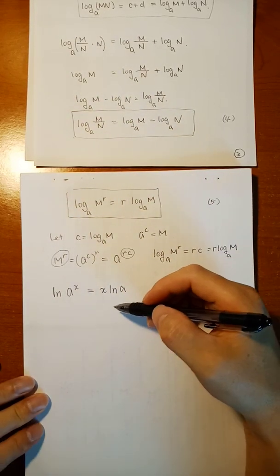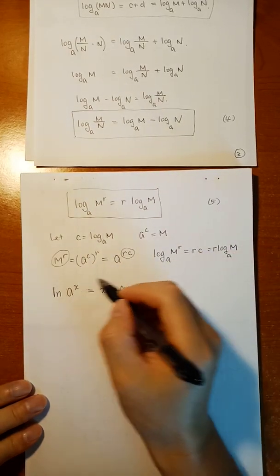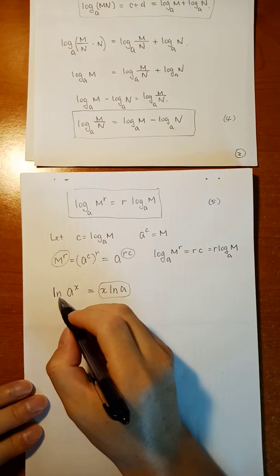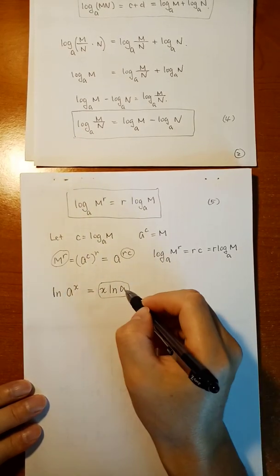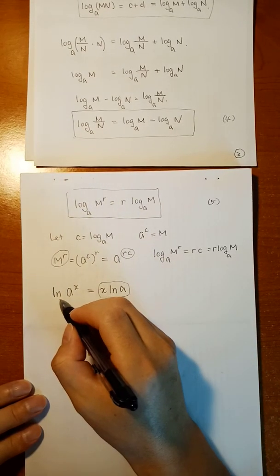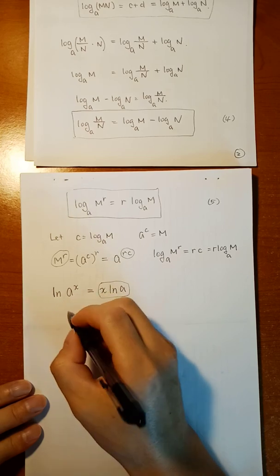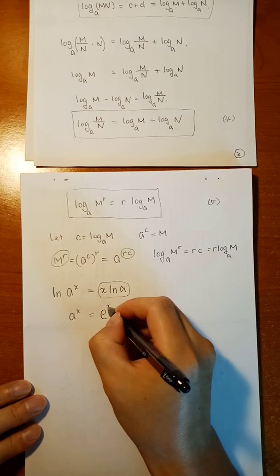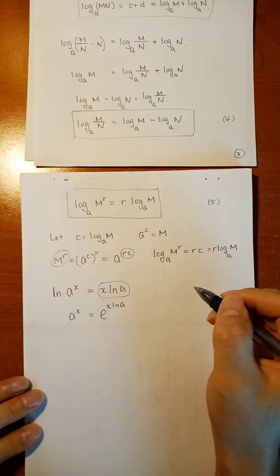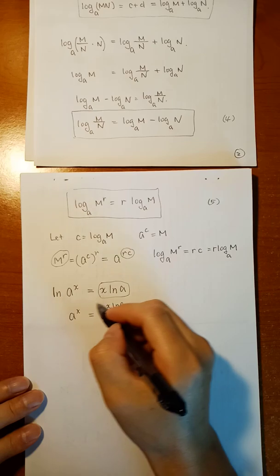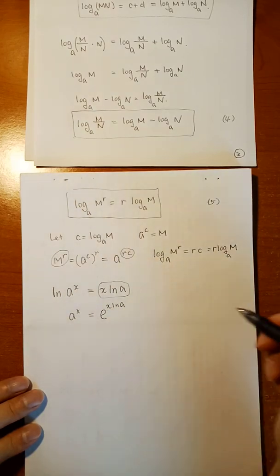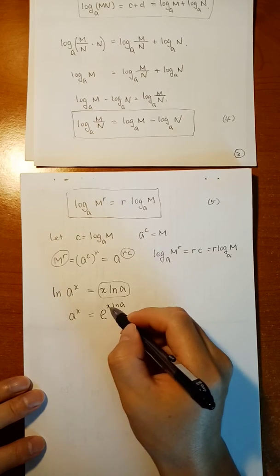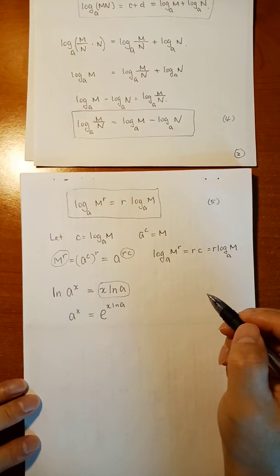This is property 5. This is a value. Consider this as one number. Ln of something is equal to it. Then by the definition of the logarithmic function, a to the x is equal to e to the x ln of a. Right? This base is e. You just move this e to the right side and write it as an exponential function. So a to the x is always equal to e to the x times ln of a.